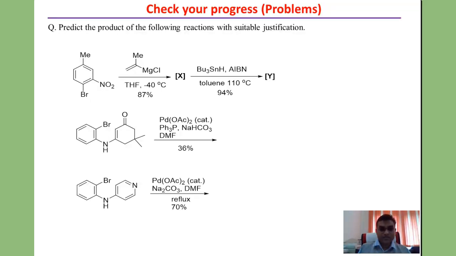So in this way, we have completed the discussions on three important name reactions for the synthesis of indole. In the next lecture, we are going to discuss the Fischer indole synthesis.